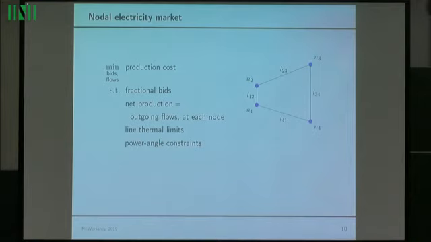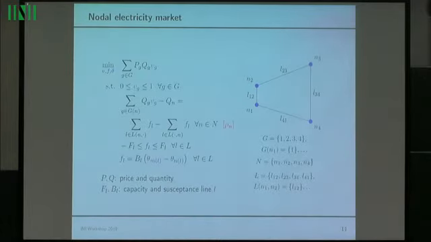The nodal model is doing the following. Since we assume an inelastic demand, we're minimizing production cost. So we accept bids up to a certain fraction of their total quantity, and we have a linearized representation of the power flow constraints using bus angles. So concretely, this is the model that we're looking at.